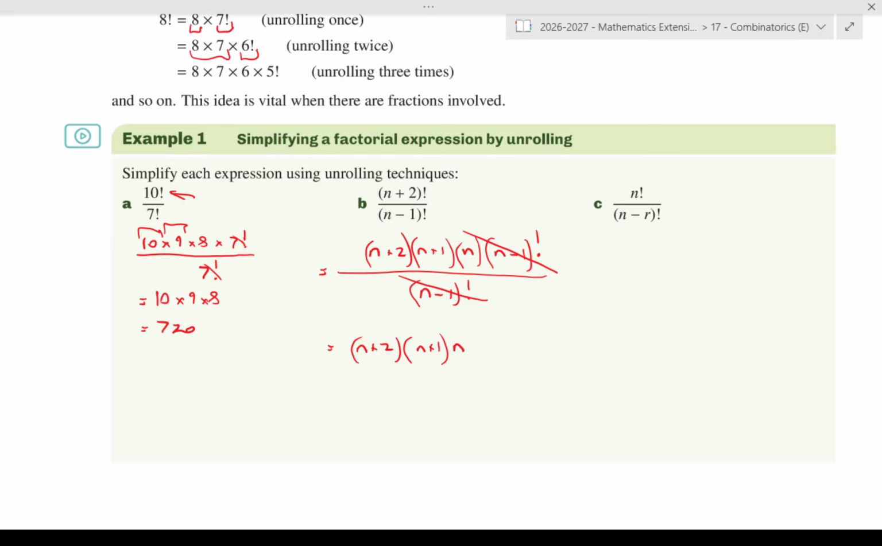All we're doing is unrolling it until we get back to the n minus 1. On this next one, we have n factorial. So we're looking at n factorial, and we want to get to n minus r factorial. On this last one, we did numbers. We had plus 2 and minus 1. This time, we don't even have numbers. We've just got r. So the question is, how do we express that?